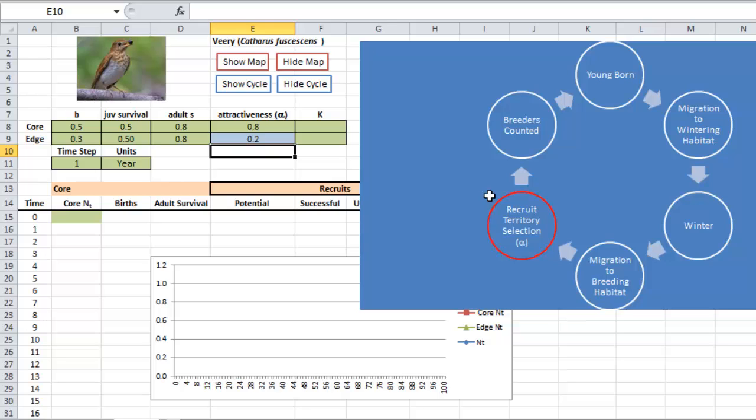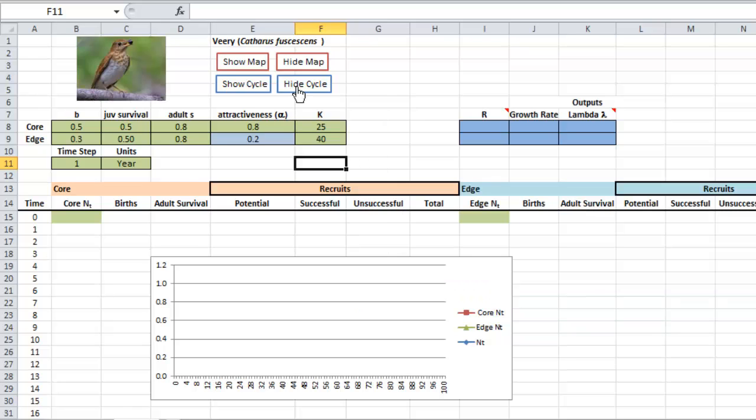Now they won't all get their choice because these two habitats have a carrying capacity, and that's represented by K. Let's assume that there are 25 breeding spots in the core and 40 breeding spots in the edge. Now we went through those a little quickly, but I'm trusting that you paid close attention to Jed's explanation of these and calculations of these numbers. So at this point we can start building our model.